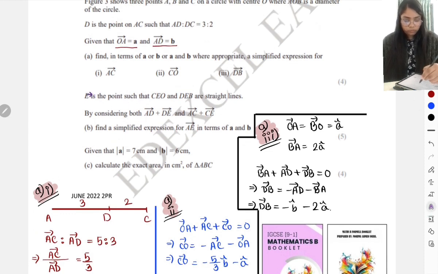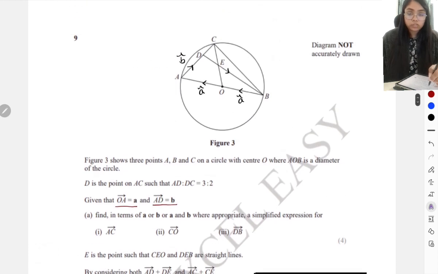Now it says that point E is the point, just one minute. So, okay, it says that point E is such that CEO and DEB are straight lines over here. So if I go back to the diagram, I'll just erase all the things over here.